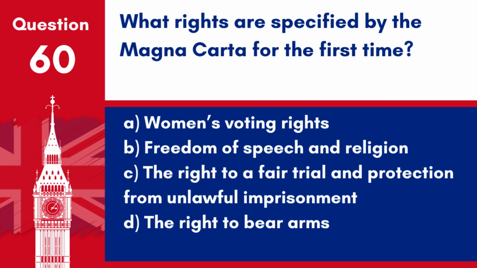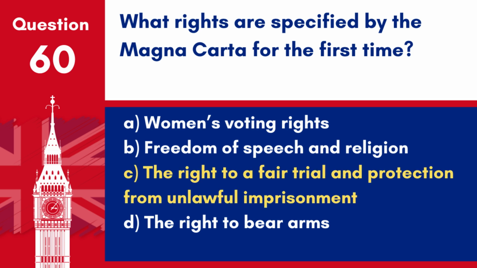Question 60. What rights are specified by the Magna Carta for the first time? A. Women's voting rights. B. Freedom of speech and religion. C. The right to a fair trial and protection from unlawful imprisonment. D. The right to bear arms.